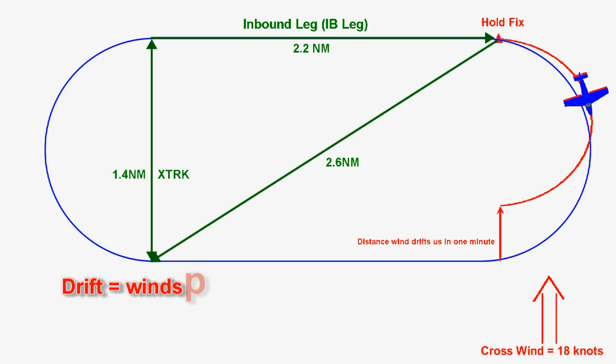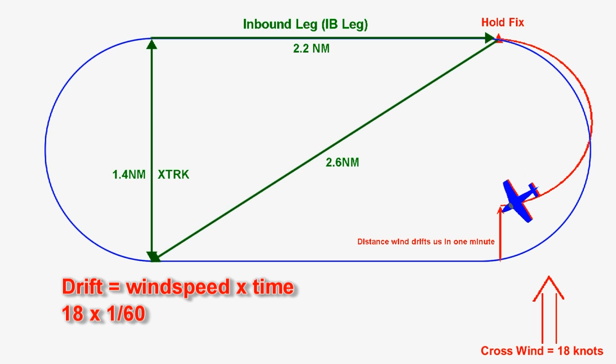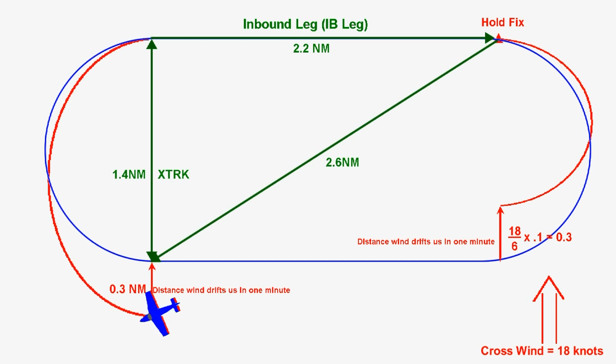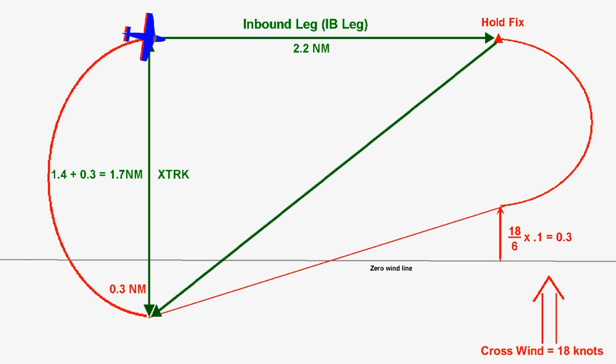The amount of drift is exactly 0.1 nautical miles for every 6 knots of crosswind. So in this case, the diameter of the turn will be 0.3 miles less than in zero wind. At the other end of the hold, we will have the same amount of drift, but in this case it will increase the diameter of the turn, like so. The diameter of the turn will increase from 1.4 to 1.7. Thus, we must target a cross-track of 1.7 miles at the outbound end of our hold.